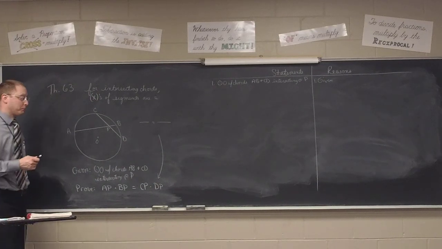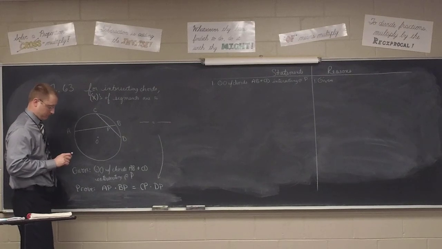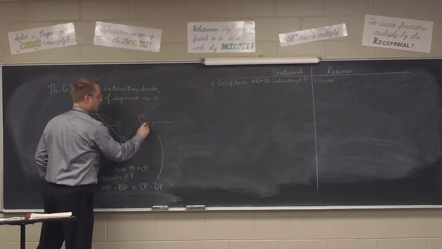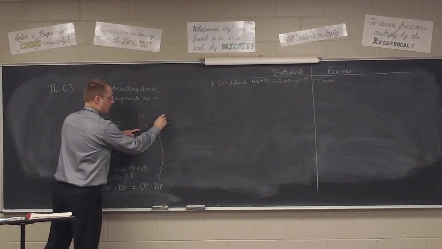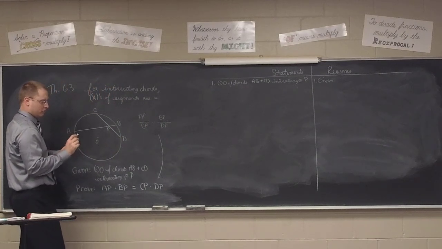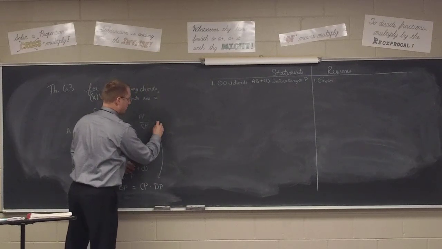Jamie, you said proportion about the same time. Kristen, what proportion are you thinking? AP is to CP as BP is to DP. AP is to CP as BP is to DP? No, flip that. The DP is to BP. As DP is to BP? Like that?